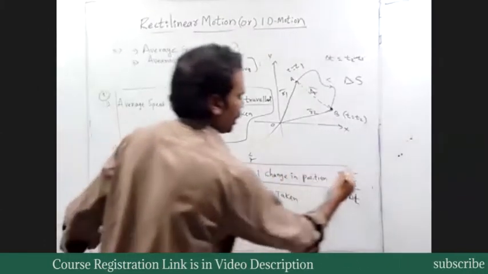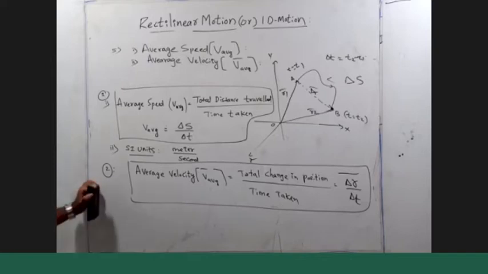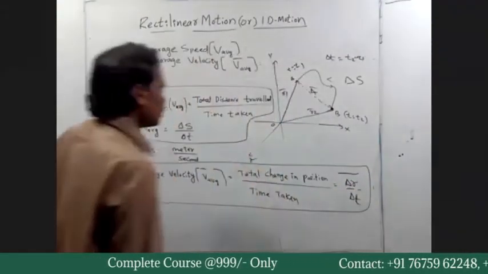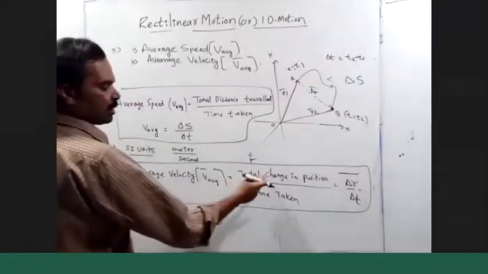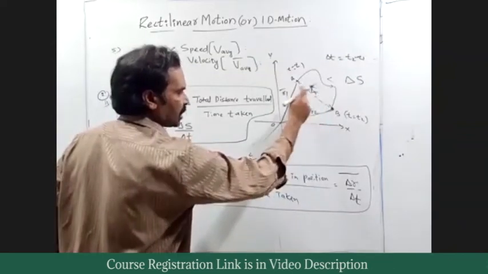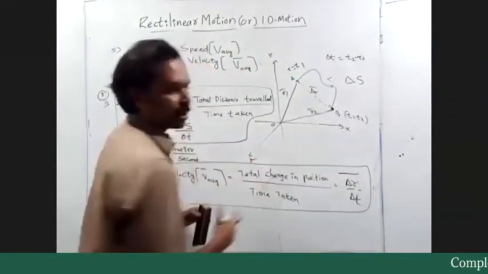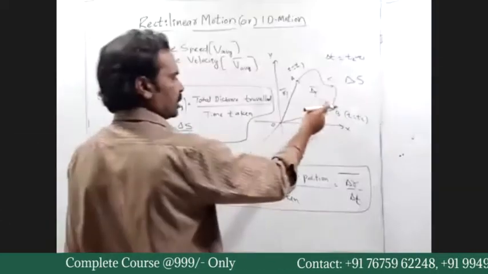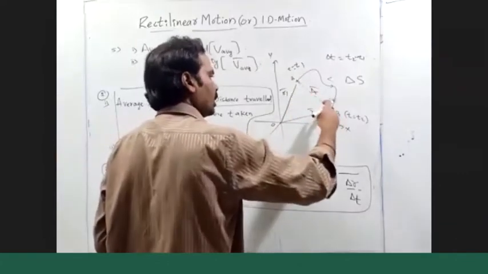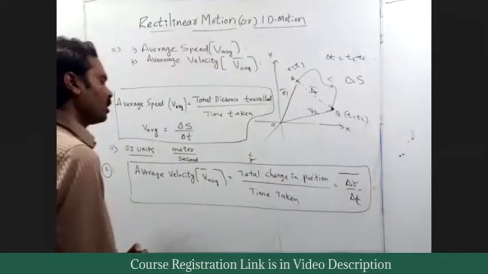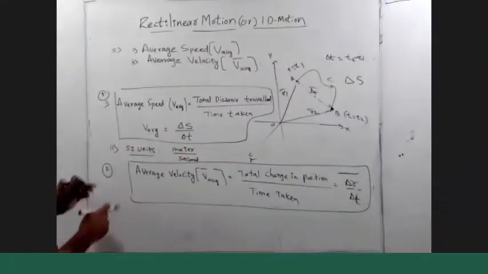Now you tell me, what is the main difference between the average velocity and average speed? Where is the difference we are observing? Average velocity is a vector quantity because it is the total change in position, and change in position has a direction. It is a unique, straight line direction from initial position to final position. So average velocity is a vector quantity whose direction is from initial position to final position, whereas average speed is a scalar quantity. It does not have direction, right? That is the first difference.